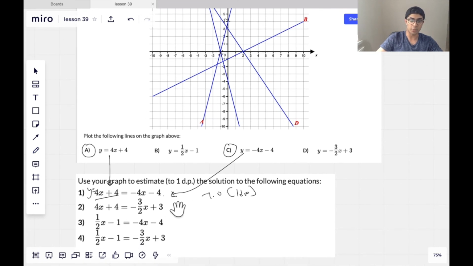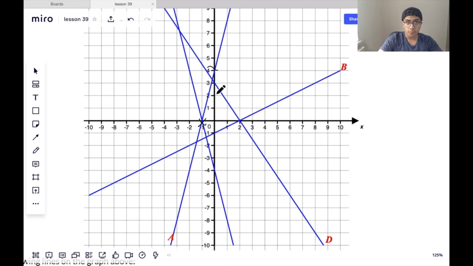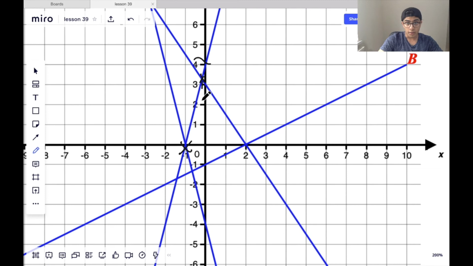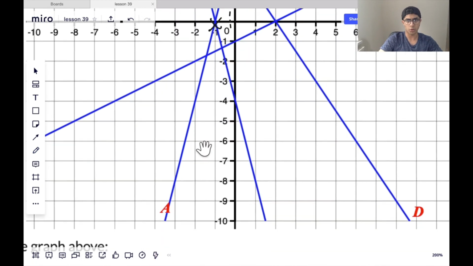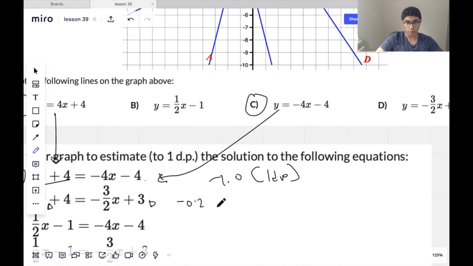And just repeat the same principle for each of these. So 4x plus 4, that's line A, and that's line D. So where does A and D intersect? Right over here. So let's zoom in and draw down. That looks like maybe -0.2 to me, I think. So I'd say -0.2. And that's already to 1 dp.